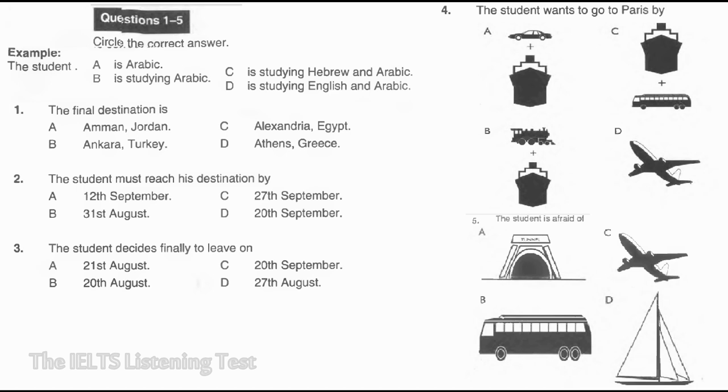You can see that the student is studying Arabic, so the answer is B. Now the test will begin. Remember, you will hear the recording only once, so answer questions 1 to 5 as you listen.